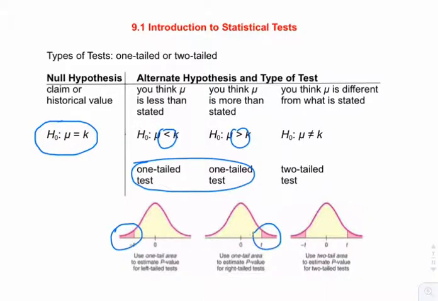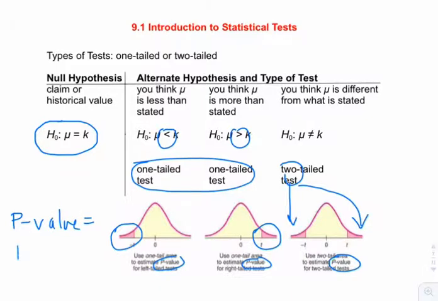You can use one end of your normal curve to test those. If you are looking at a value which is just different from k, you're going to be using a two-tailed test, and you look at both tails of your normal distribution. This p-value that is referenced here is just a way of saying probability. We will get into the relationship between the tail test and the normal curve in our examples.